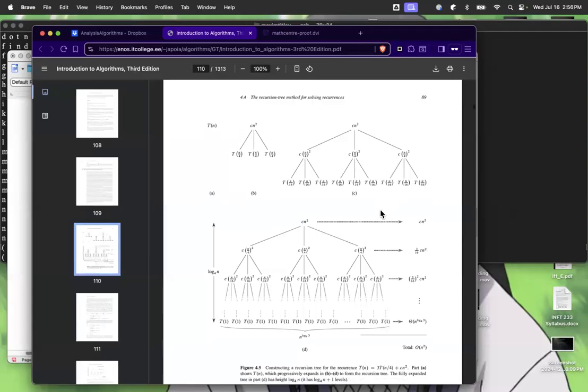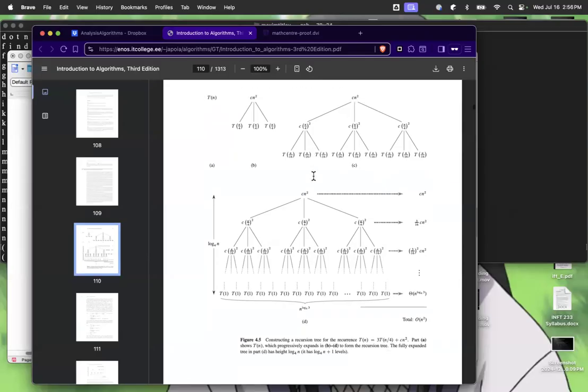But now going all the way down, remember we had log base 4 of n. So coming down here, we're going to have 3 to the log base 4 of n nodes, right? So let's just take a look.